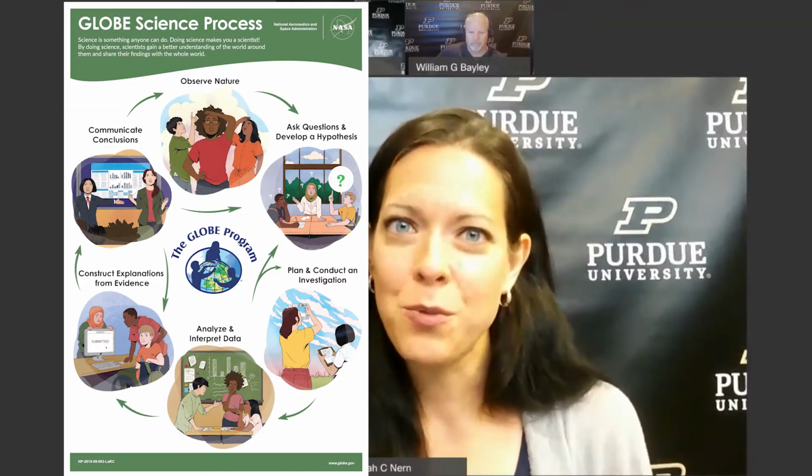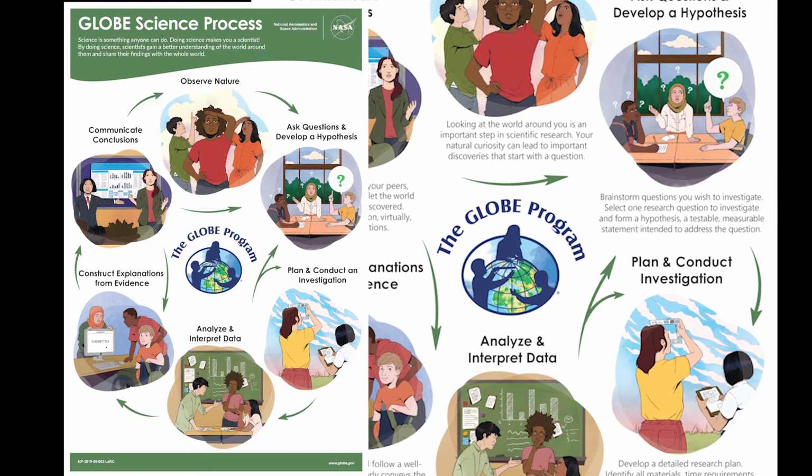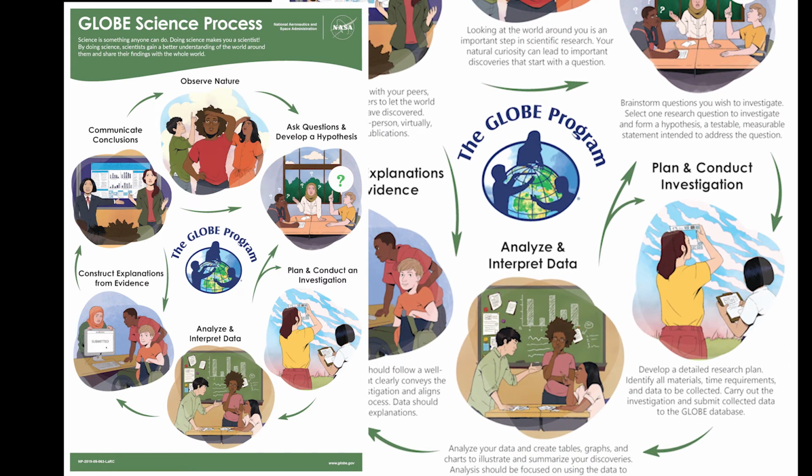We've been going each week, and I think we started just to have a starting point with observing nature. Last week we moved to questioning. And now this week we're going to take a look at planning and conducting an investigation, so looking at the different variables that we're going to use. And then once we've collected that data, analyzing and interpreting the data, creating tables, graphs, and charts to both illustrate and summarize the data that we are collecting.